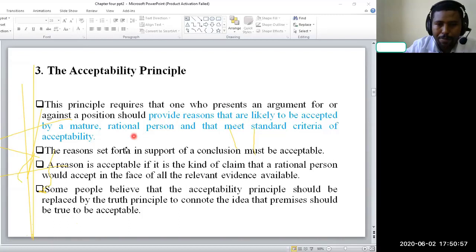So this principle requires that one who presents an argument for or against a position should provide reasons that are likely to be accepted by a mature, rational person and meet standard criteria of acceptability. So the reasons set forth or provided must be most likely to be accepted by a mature or rational person. The reasons set forth in support of the conclusion must be acceptable. What makes the conclusion acceptable is the reasons that we have.